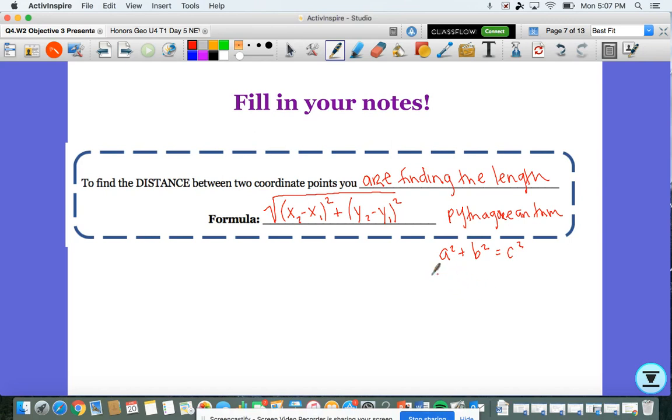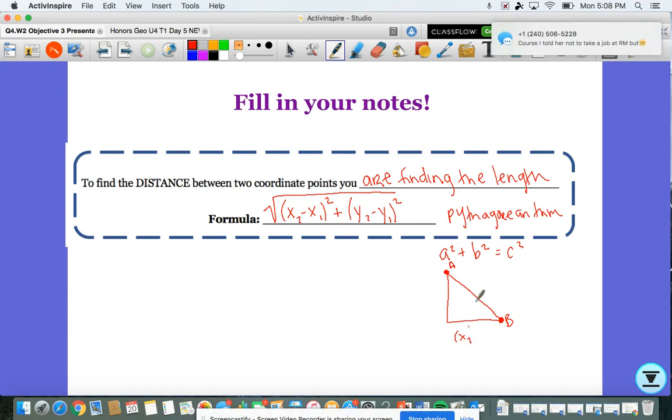And so if we do have it, you can always create that right triangle. And let's say you're trying to find the distance between these 2 points. And the idea is that it's the change of x. Oh, that's your horizontal value, right? So like this is going to be x2 minus x1.